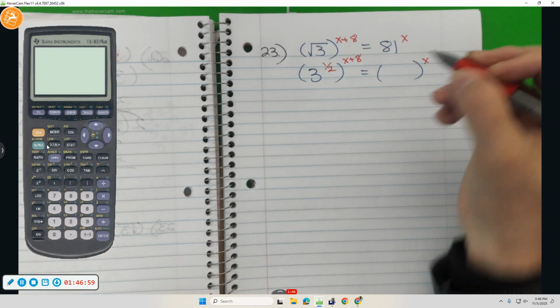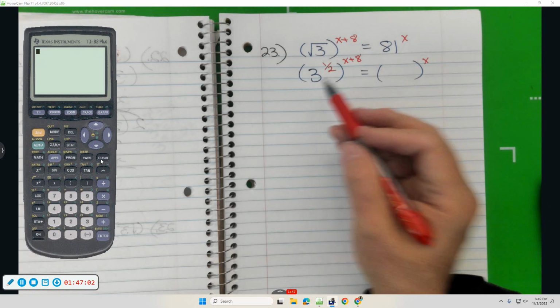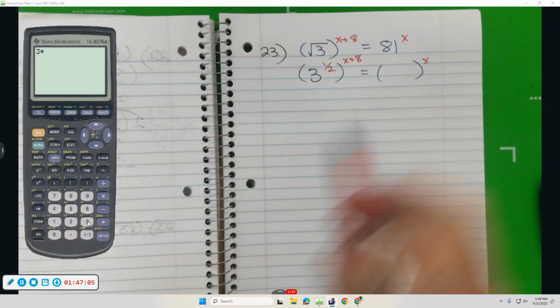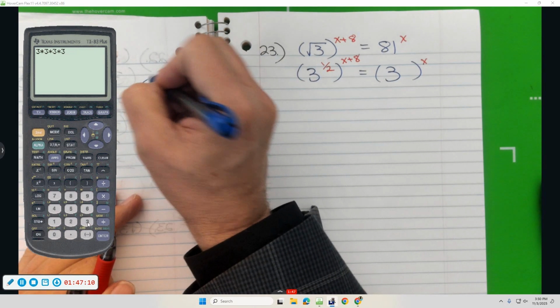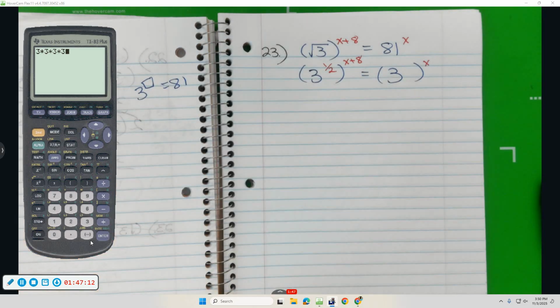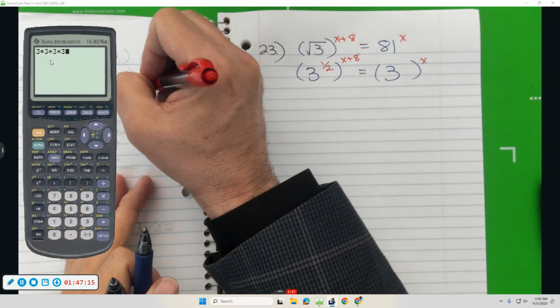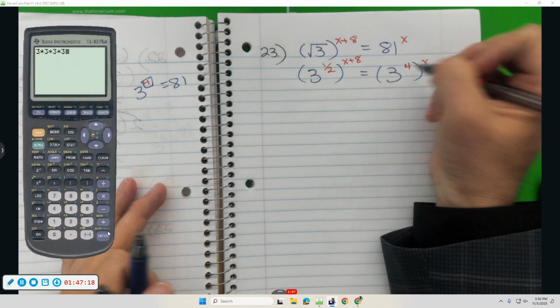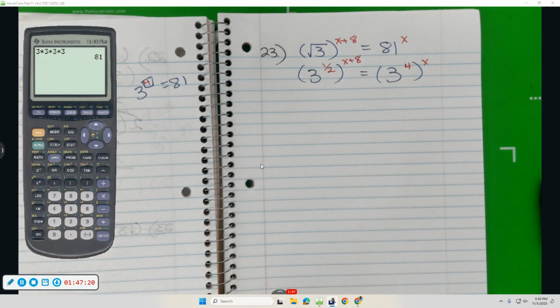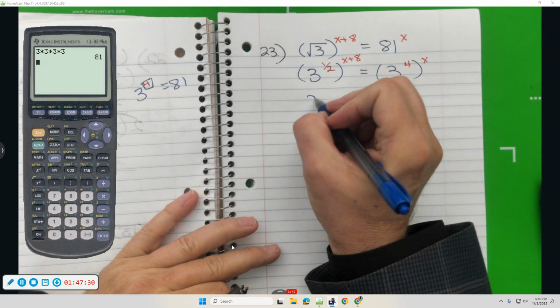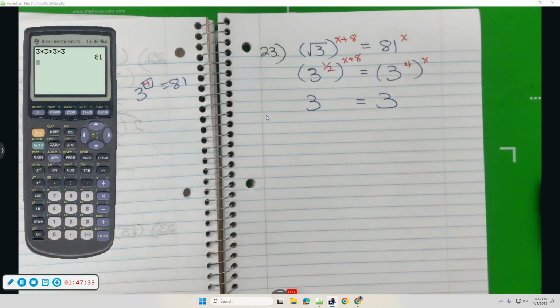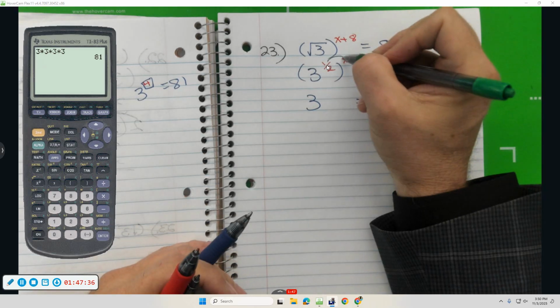3 is a prime number. You cannot change 3. That means you better be able to write 81 as 3 to a power. 3 to what power gives you 81? 3 to the 4th power, correct? 3 to the 4th would be like 9 times 9, right? Now what are we going to do? Distribute, okay, power raised to a power, we distribute.